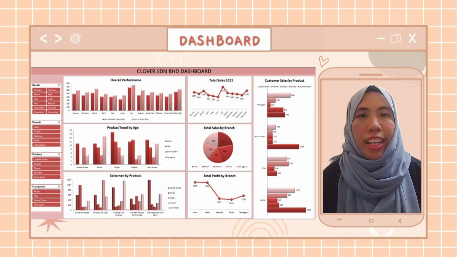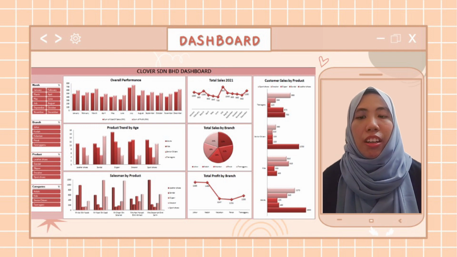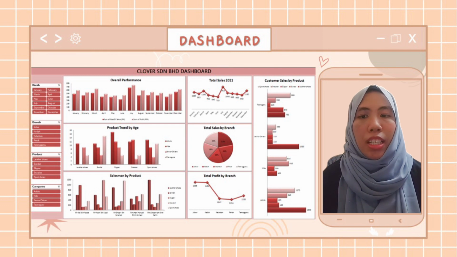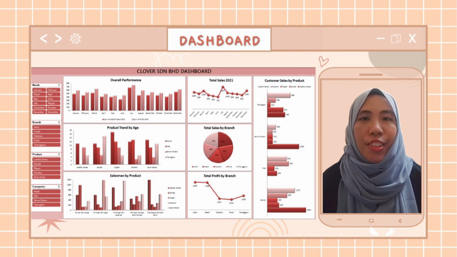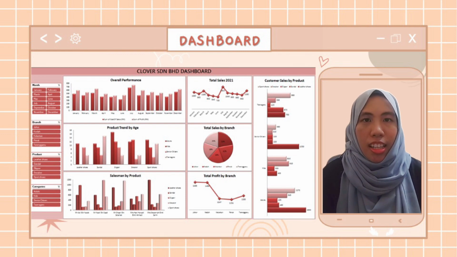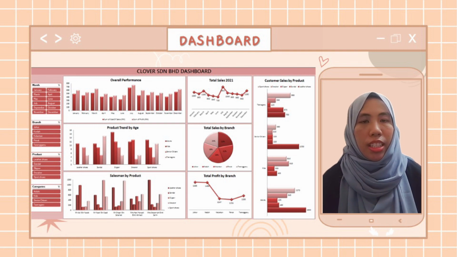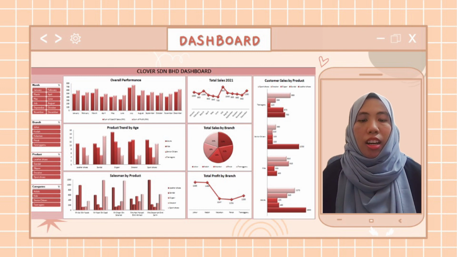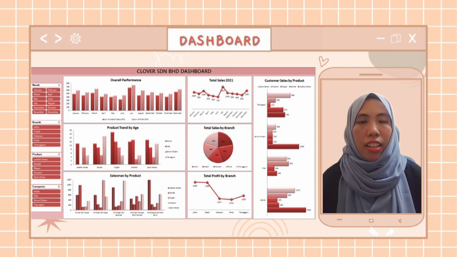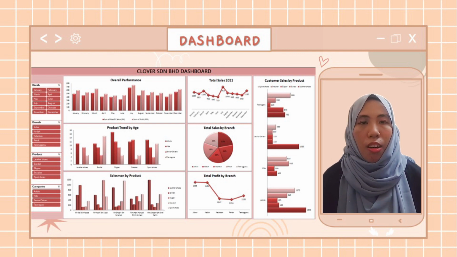So now I will explain about the Clover SDN BHD Dashboard. From the left side of the slide, we can see the slicers based on month, branch, product, and category. By having those slicers, we can ease our burden of collecting the data. And from the right side of the slide, we can see the compilation of every single chart and graph that we have compiled to make an analysis and comparison. Those charts and data range from the sales trend analysis by month chart until the overall performance chart.